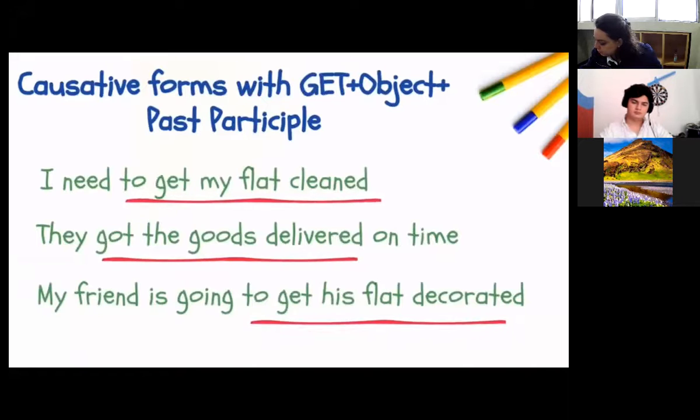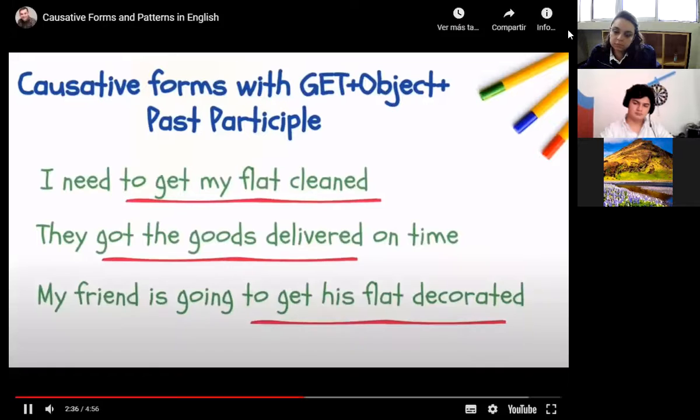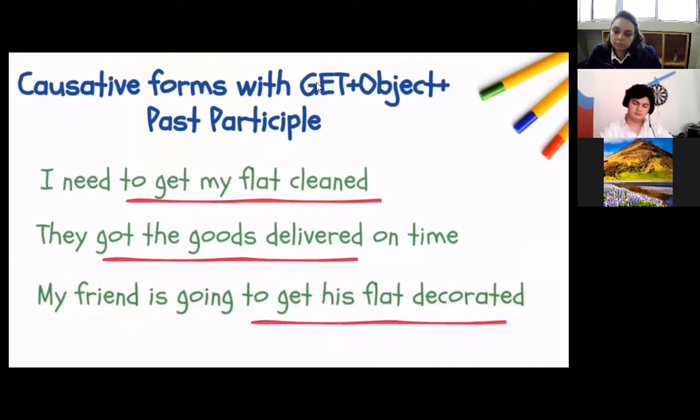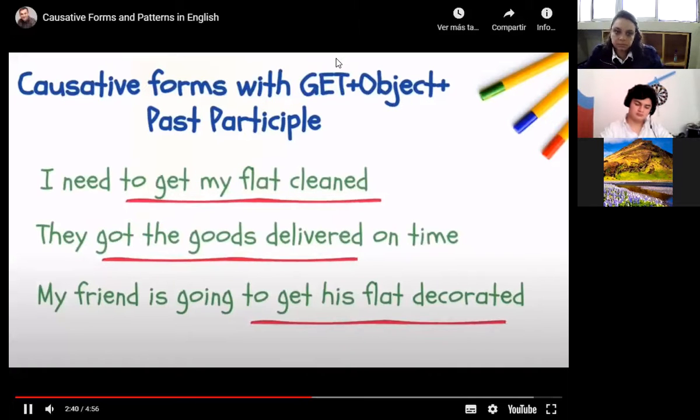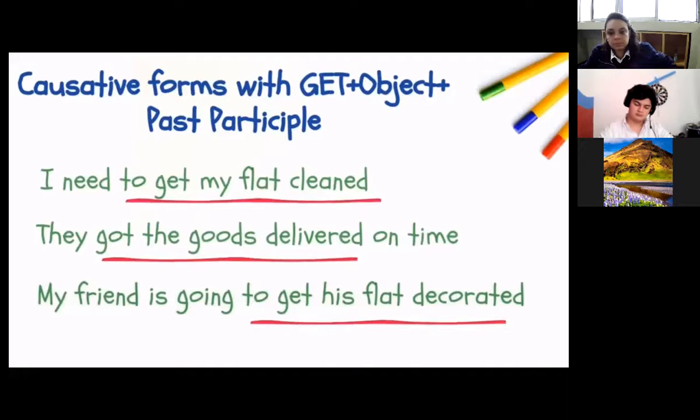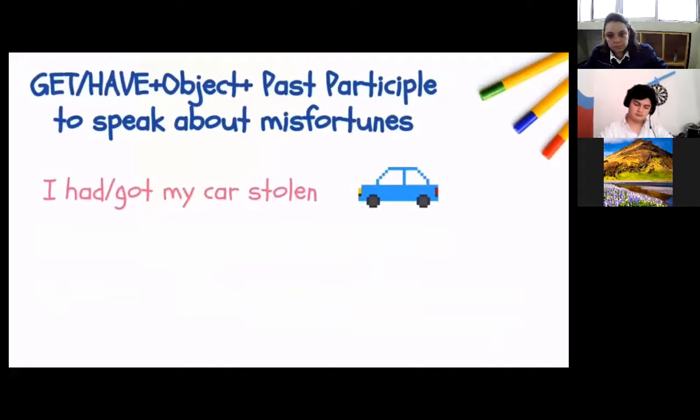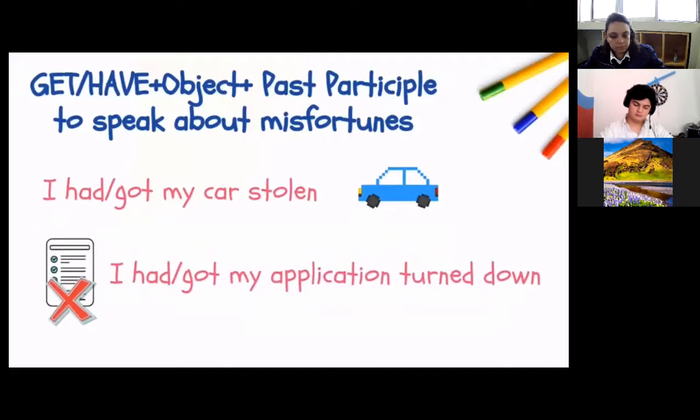For example, I need to get my flat cleaned. They got the goods delivered on time. My friend is going to get his flat decorated. Sometimes we use this pattern to talk about some misfortunes. For example, I had or I got my car stolen. I had or I got my application turned down.